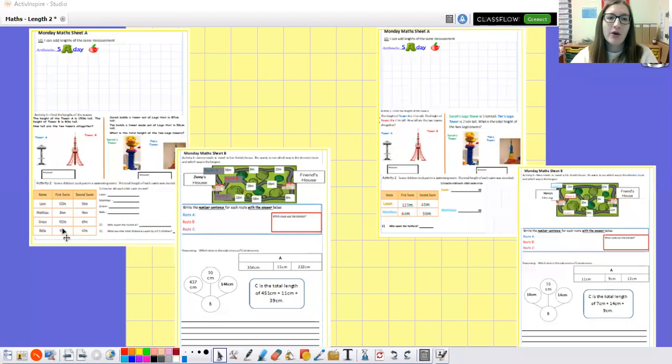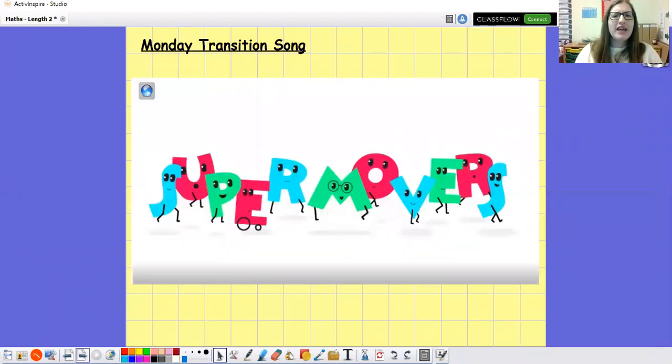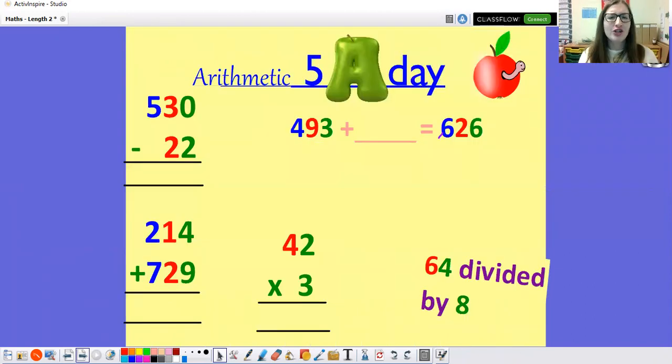And there's two sheets you need, which are the sheets on the screen now. You either need these two sheets here or these two sheets here. They're both very similar. Okay, and if you want to get active and get your brains moving and ready to get back into the swing of things, then you can click on the link below and you can have a move to our Super Mover song. Otherwise, let's carry on. So you know the drill by now. You've got your 5 minutes for your 5 a day. So pause me now and off you go.